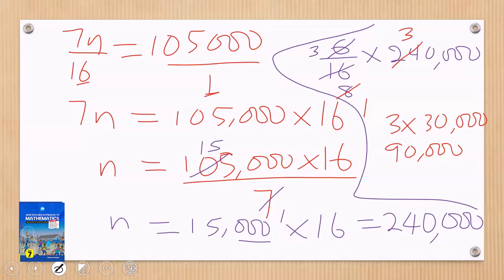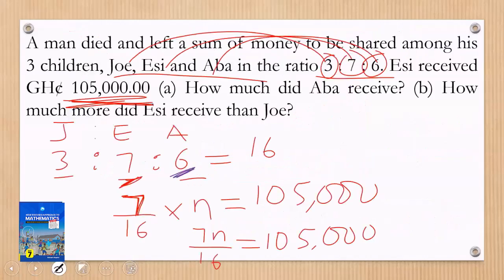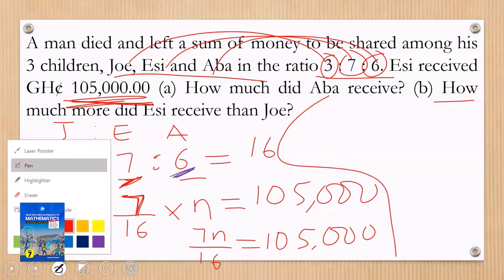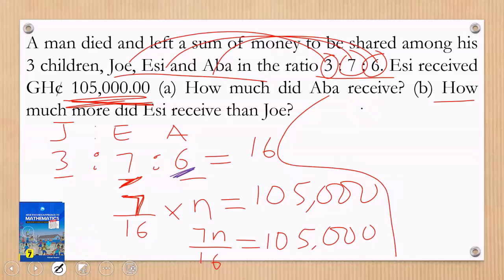So then the next question says, how much more did AC receive than Joe? So let's find out how much Joe will receive. Now Joe had a ratio of 3 out of 16 times 240,000. Alternatively, we could also say that when we add AC's amount and that of Abba, we subtract from 240 to give us the amount that Joe will receive. Or we go by this.